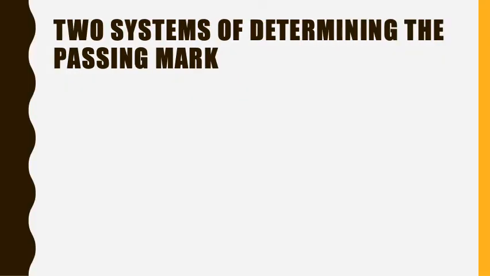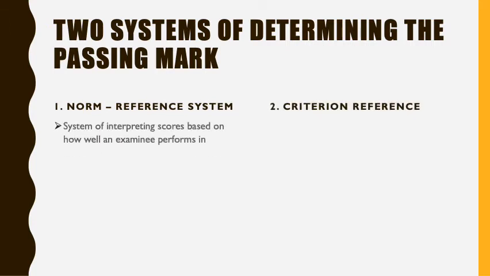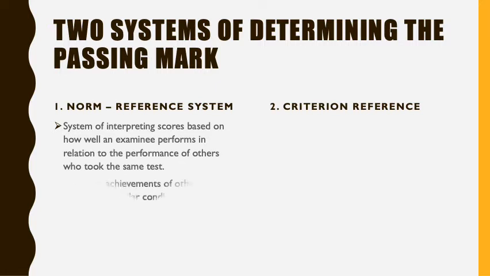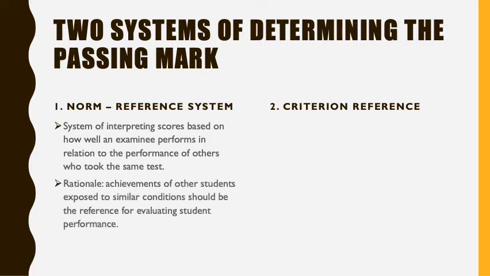Okay, let's begin. There are two types of systems of determining the passing mark, the norm reference and the criterion reference. The norm reference is a system of interpreting scores based on how well an examinee performs in relation to the performance of others who took the same test. The rationale for this is that the achievements of other students exposed to similar conditions should be the reference for evaluating student performance.